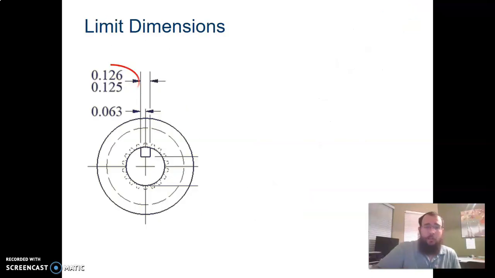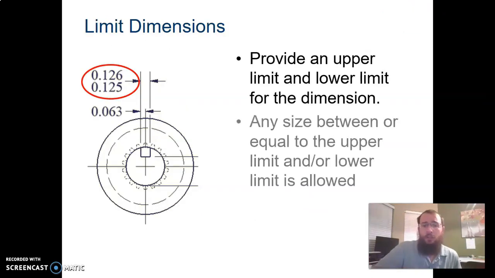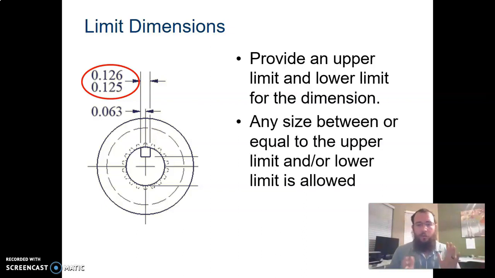If it's too much, it will end up sliding and wiggling back and forth and wearing parts away until they don't function correctly. So here's a limit dimension again. It provides an upper and lower limit. Any size between or equal to the upper limit or lower limit is allowed. It has to be in between these. So this is a limit dimension. It's saying that there is a very small dimensional variation in this part.